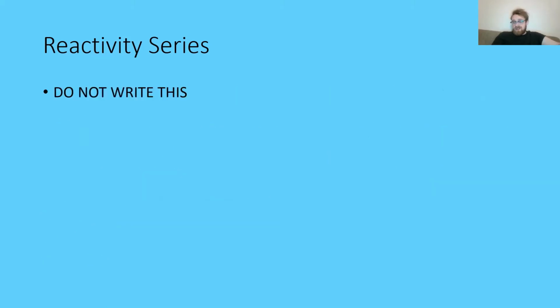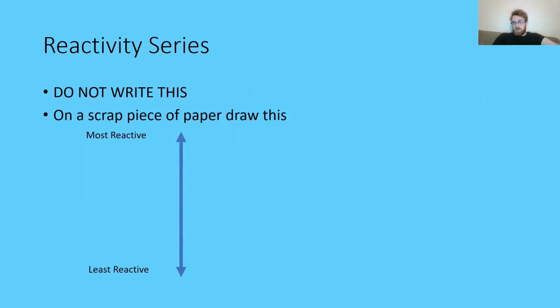Do not write this. This is just for information and to help you while you're watching the three videos that I've posted on Teams. On a scrap bit of paper, not in your notes, at the back of your notes, grab a random bit of paper. Can you draw this on the paper? Put most reactive at the top of the paper, least reactive at the bottom, and then an arrow down the middle. That way you've got room on this side to write down the list of metals, and on this side write most reactive, least reactive.